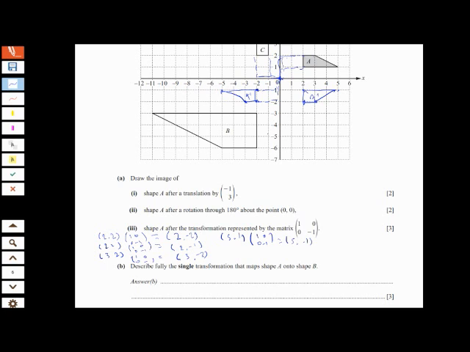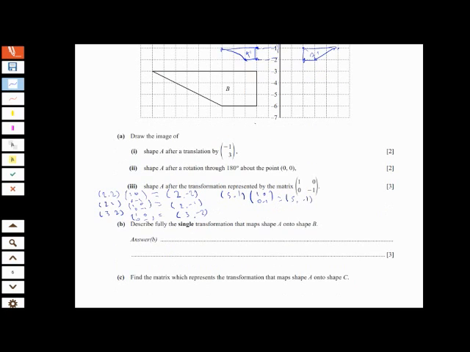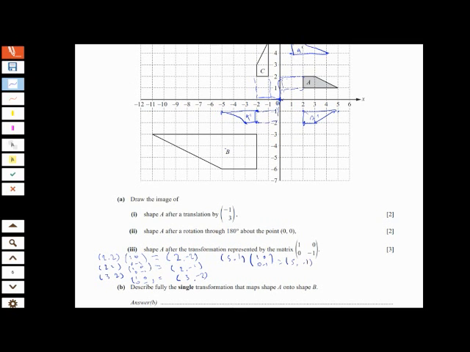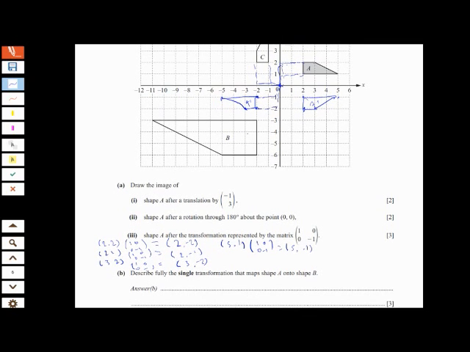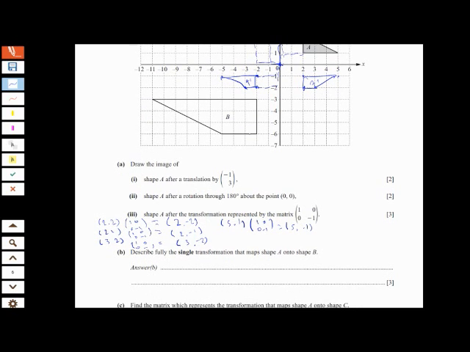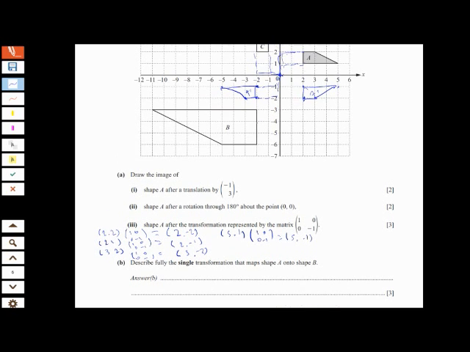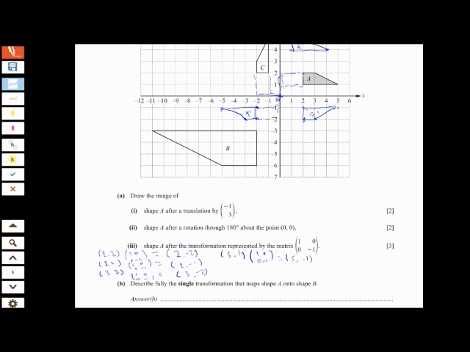Now describe fully the single transformation that maps shape A onto shape B. Where is that? Shape B is right here. That's an enlargement. Alright, so how will you know the scale factor and the center? You will basically draw a straight line from this point to its identical point, which is right here, and from this point to this point, using a ruler, of course.